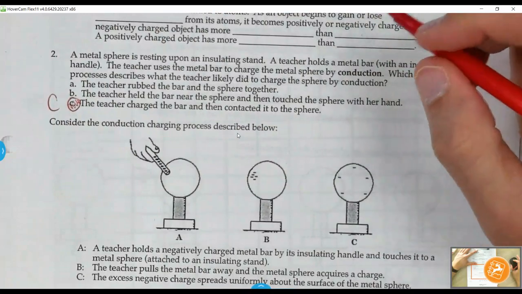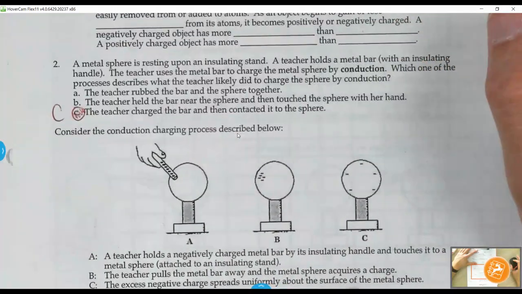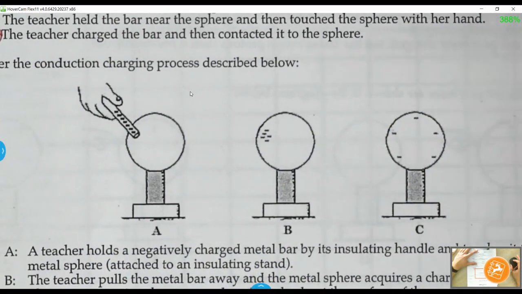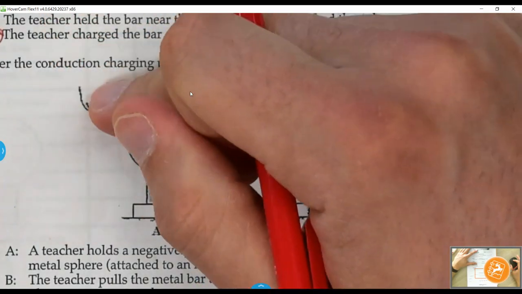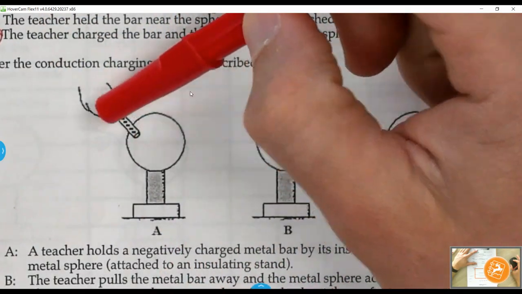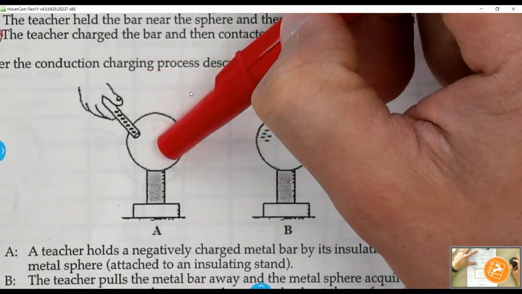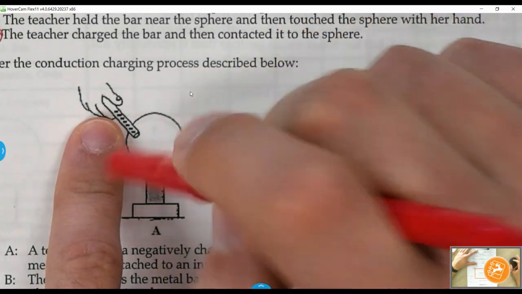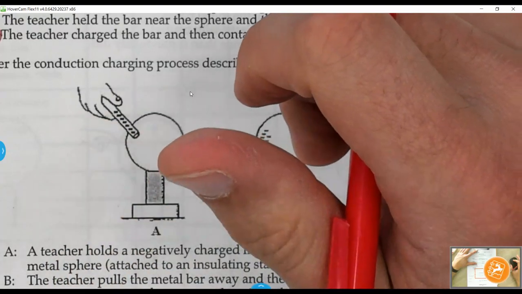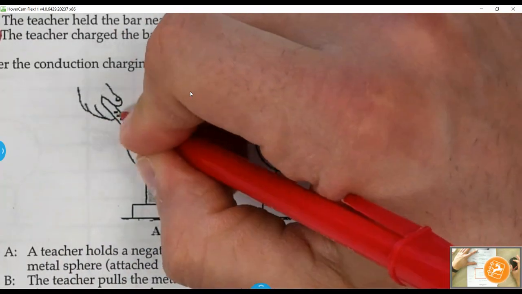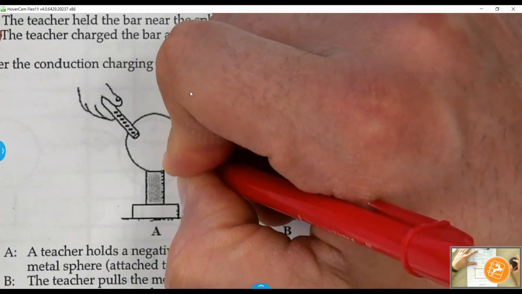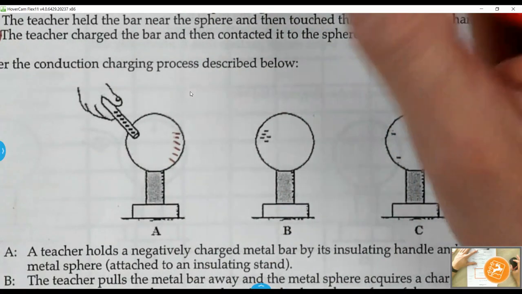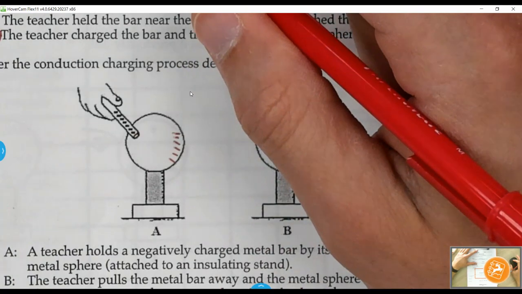Let me draw in what is happening, and I'm going to explain at the same time. As this rod was brought near, what's going to happen to all the negative charge in the sphere? Is the negative charge going to be attracted to the negative, or is it going to be repelled? It's going to be repelled. So all the negative is going to try and go all the way over here, which leaves what kind of charge close to the rod? Positive.